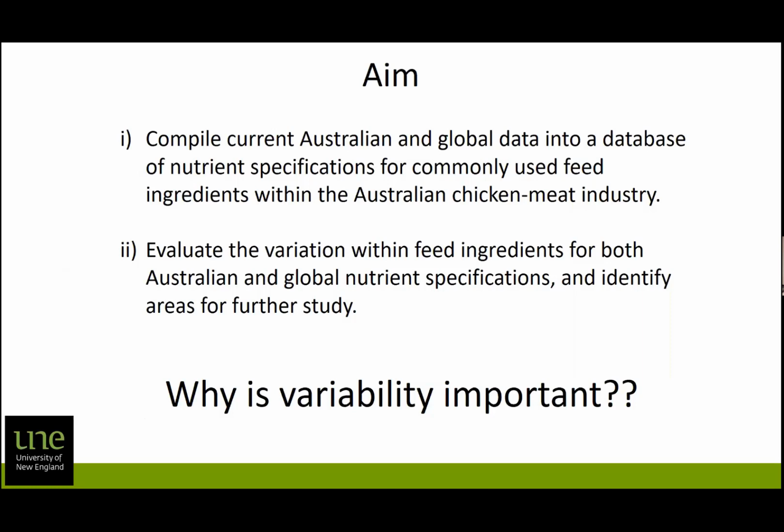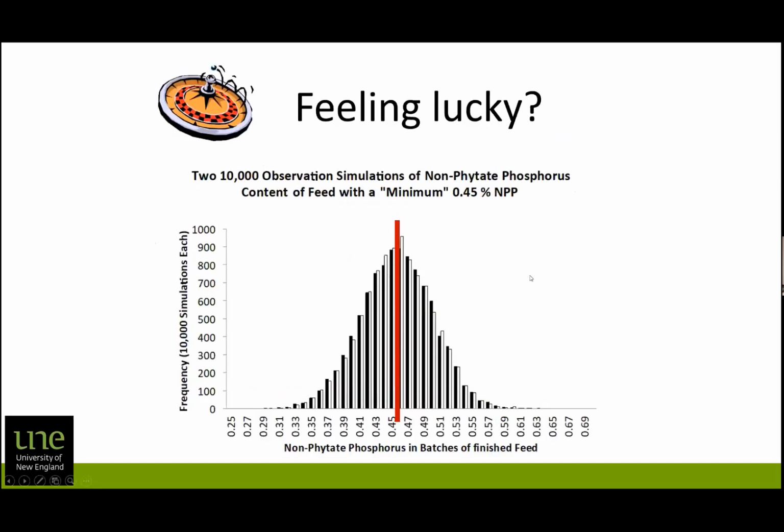So why is this variability important? Why are we bothering to have a look at the variation within our data? This is an example that I like to share, and it shows a simulation of the non-phytate phosphorus content within diets formulated to 0.45% non-phytate P. Basically, when we formulate a diet, we're adding up the variability in our nutrients from all of our different ingredient sources. So we're going to have a probability curve showing the probability that we're going to achieve that nutrient minimum.